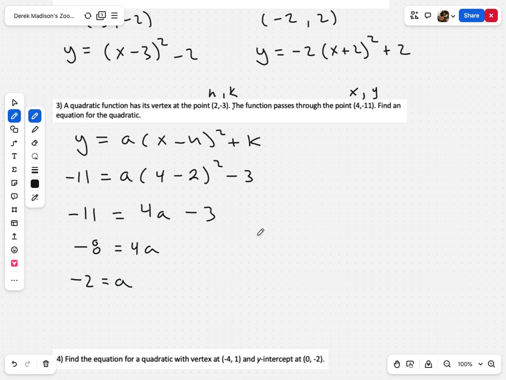So what does that make our answer? That would be y equals a is negative 2, (x minus h) where h was 2, squared, and k was minus 3.